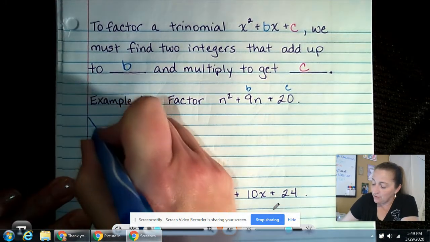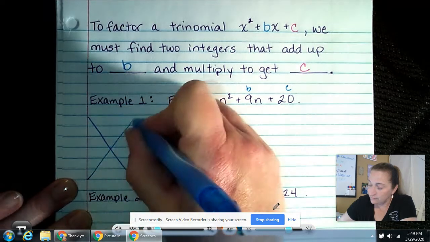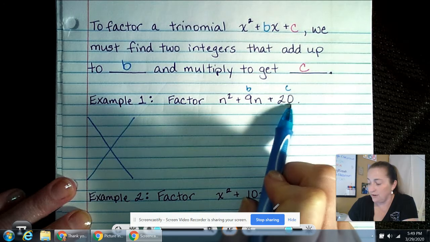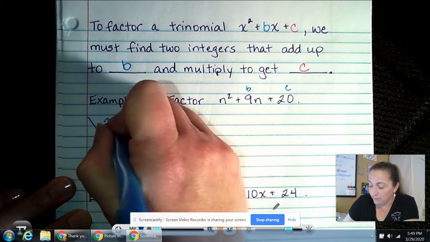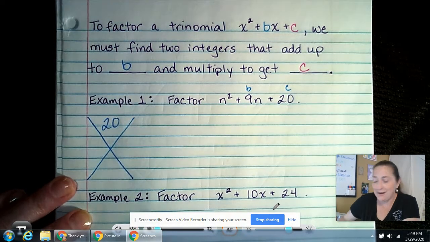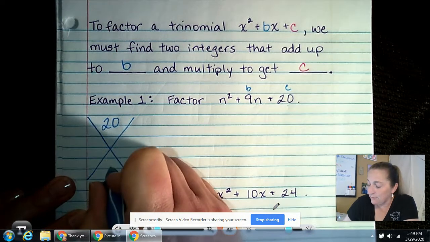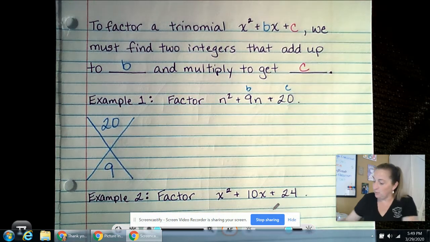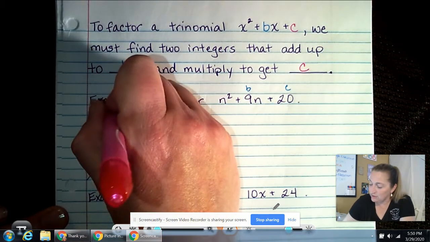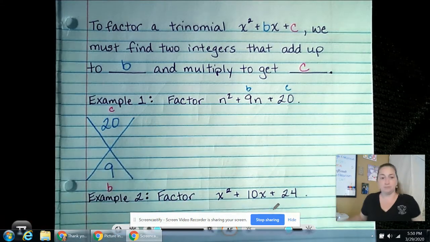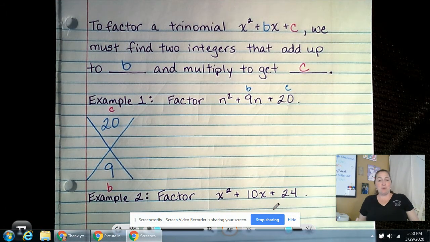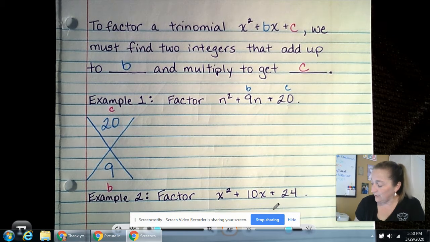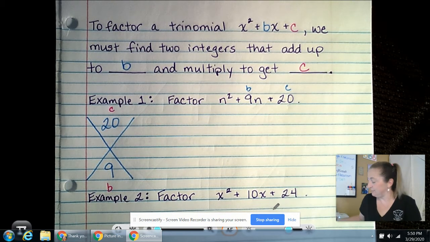So what I'm going to do is create a diamond problem. I'm going to take my c, the term by itself here, 20, and that's going to go on the top. And then the b is going to go on the bottom. Again, our c went on top, and our b went on the bottom. And now we're doing a diamond problem. So we're looking for two numbers that multiply together to give us 20, but add up to 9.